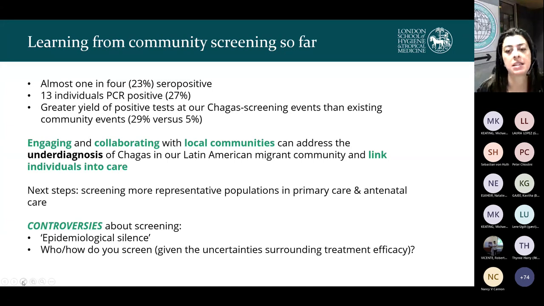Additionally, given the uncertainties surrounding treatment efficacy, there are some challenges about who you should be screening and how we should be offering screening. It's quite straightforward when we just consider women of reproductive age because of that opportunity to interrupt vertical transmission, but it's slightly murkier water when we talk about other groups.